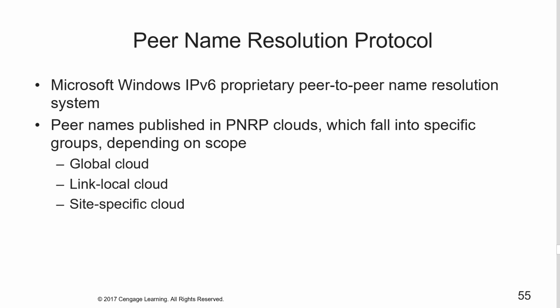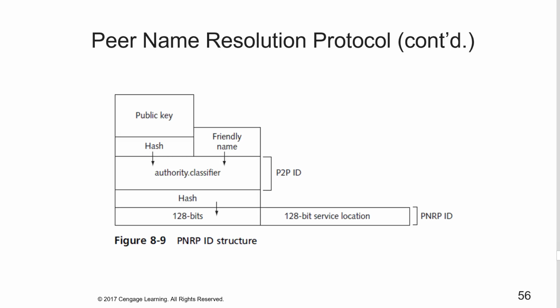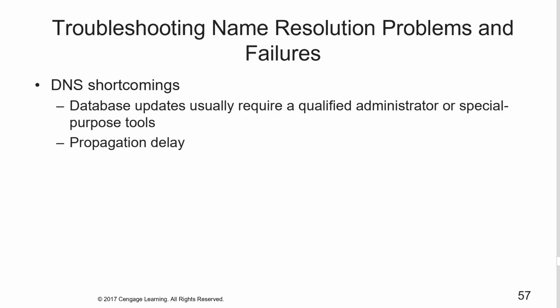Microsoft Windows IPv6 has a proprietary peer-to-peer name resolution protocol system. This is what we're looking at when we're talking about the Peer Name Resolution Protocol. Peer names published in the PNRP clouds fall into specific groups depending on the scope: either the global cloud, the link-local cloud, or the site-specific cloud. And here is an example of a PNRP ID structure.